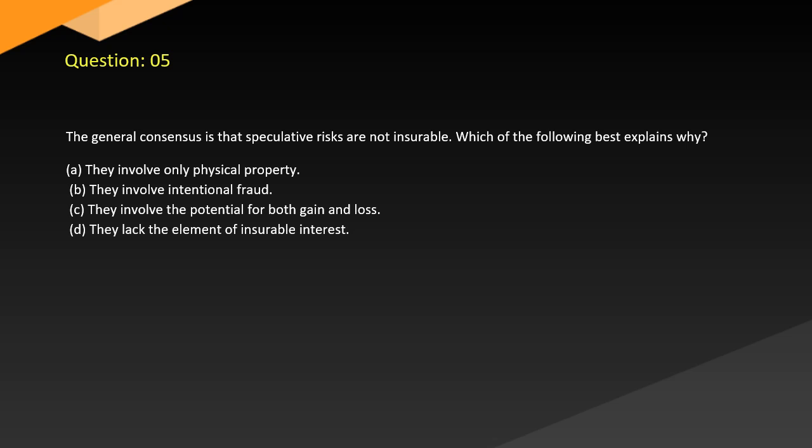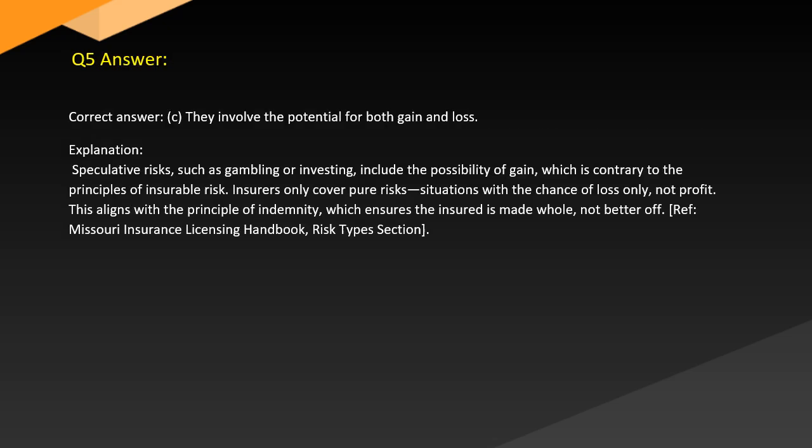Question 5. The general consensus is that speculative risks are not insurable. Which of the following best explains why? A. They involve only physical property. B. They involve intentional fraud. C. They involve the potential for both gain and loss. D. They lack the element of insurable interest. Answer. Correct answer, C. They involve the potential for both gain and loss.